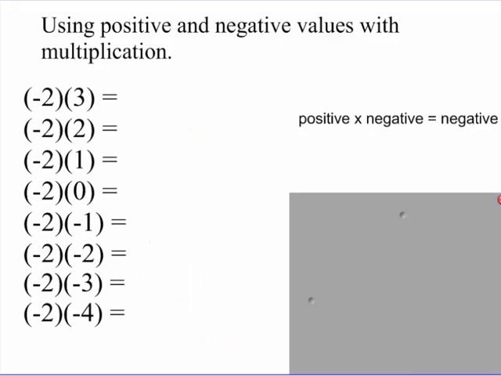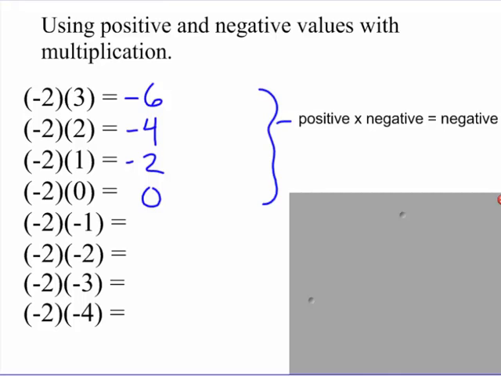So here we go. 3 times negative 2, that's 3 groups of negative 2. That's a negative 6. 2 times negative 2 is negative 4. 1 times negative 2 is a negative 2. And 0 times negative 2 is 0. So the first 3 entries, you'll notice, is a positive times a negative gives a negative. So that's our big idea. It still holds. Negative 2 times 0 is 0. There is no sign on a 0.